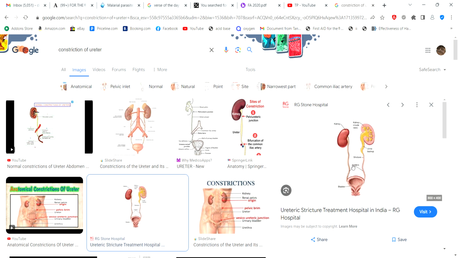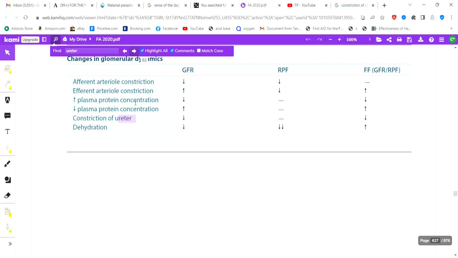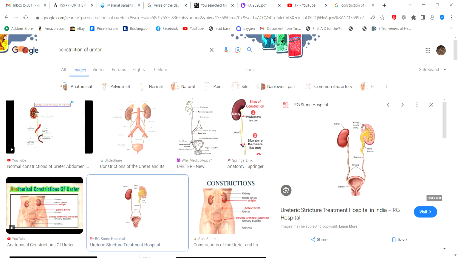Constriction of the ureter. You see, this is the ureter. These two are the ureters, right? So basically, if you have a constriction of one of them, there is urine backup causing hydronephrosis, but that is not the question. Hold on, let's see. So constriction of the ureter. What happens to GFR and filtration fraction? So you have to remember, goes down.